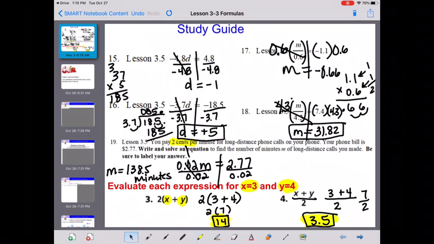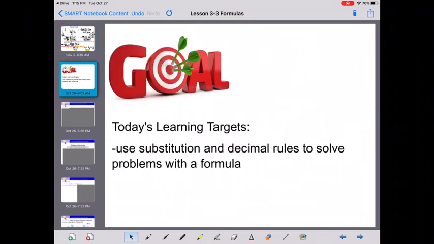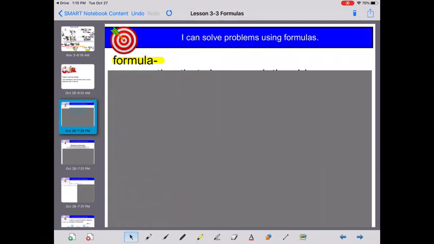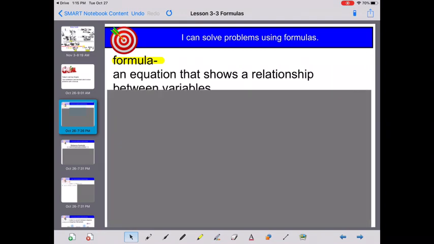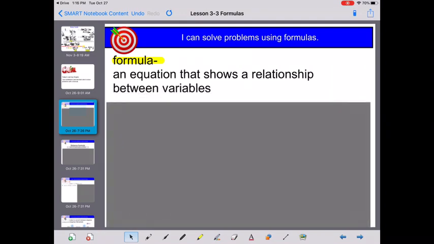All right, let's move on to today's lesson. Today we are learning how to use substitution and decimal rules to solve problems that involve a formula. We use formulas all the time. What is a formula? Let's put this in our notes. A formula is an equation that shows a relationship between variables.